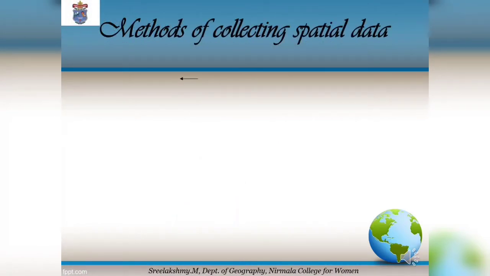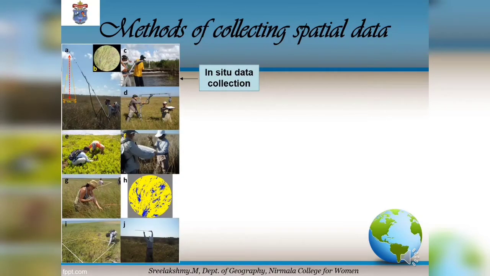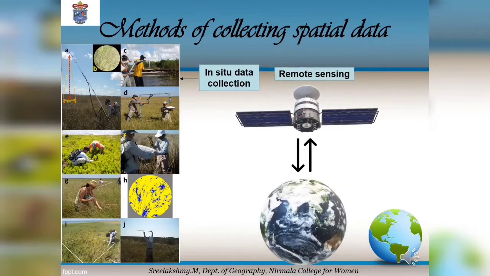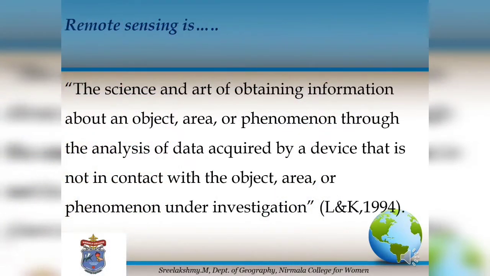There are two main ways of collecting spatial data, by in situ method and by remote sensing method. In situ method refers to the collection of data by being in physical contact with the target, while remote sensing is a method of collecting data from a distance. Thus, remote sensing can be defined as a science and the art of obtaining information about an object, an area, or any phenomena through the analysis of data acquired by a device that is not in contact with the object, the area, or phenomena which is under investigation.